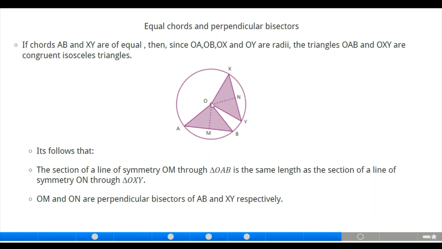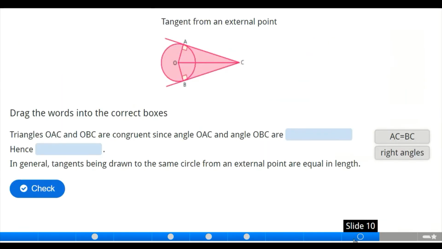So we have a line of symmetry here, OM, and we have another one here, which is ON. They are said to be perpendicular bisectors of AB and XY respectively. Okay, and let's look at tangents from an external point.